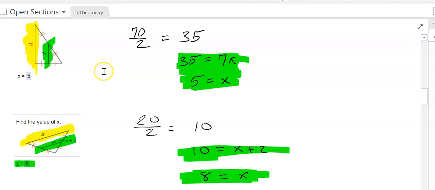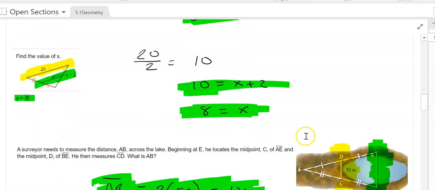Here, looking at the same things, we know that the larger side is 70. That means the smaller side must be half of that. Once I get that value, I set it equal to 7x and solve. Same with this one here. I know the larger side is 20, so the smaller side must be half of that, which I get 10. I set that equal to x plus 2 and solve.